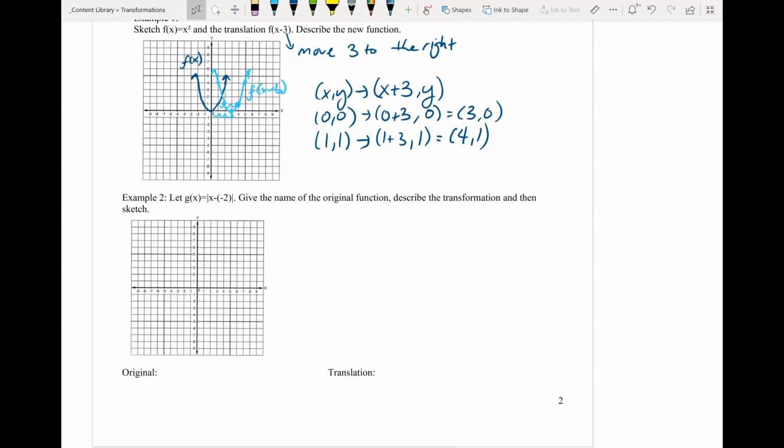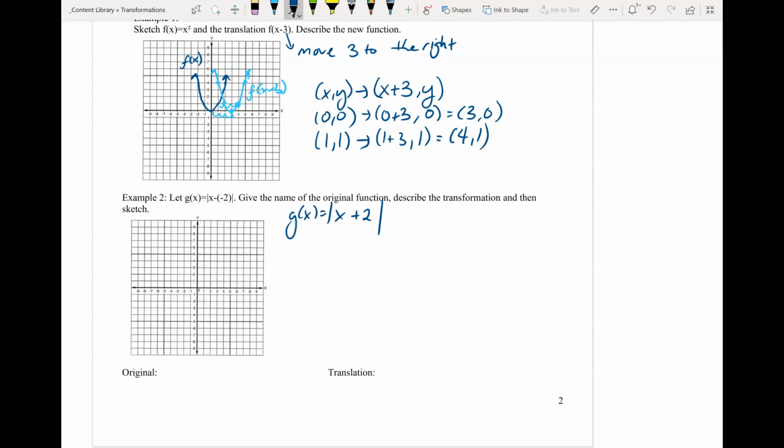Moving on to example 2. It was kind of confusing here because we have this negative, negative. But I can rewrite g of x as absolute value of x plus 2 once I open up that bracket, and we'll have a double negative. It becomes a positive. So it says give the name of the original function and describe the transformation and then sketch. So this is the transformed function. I want to find the original.